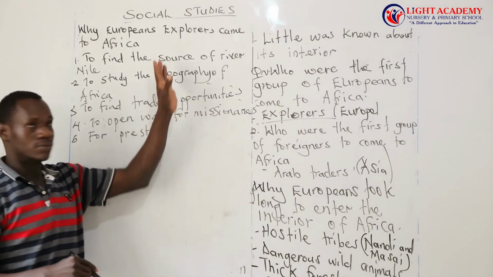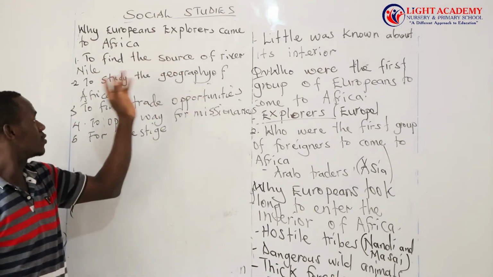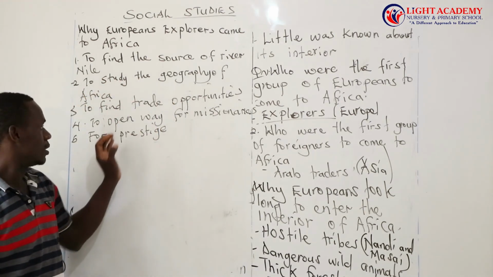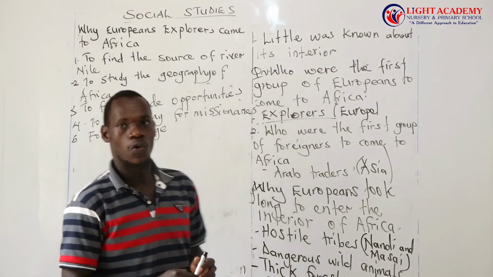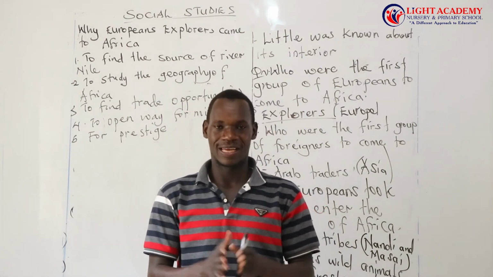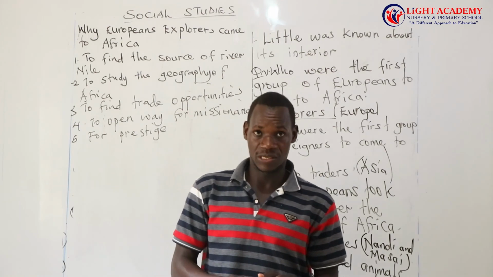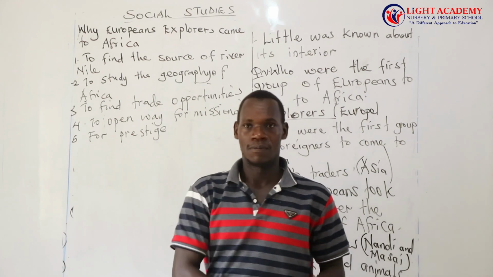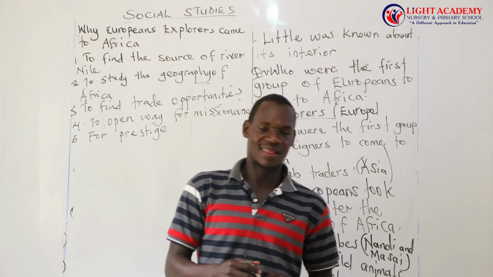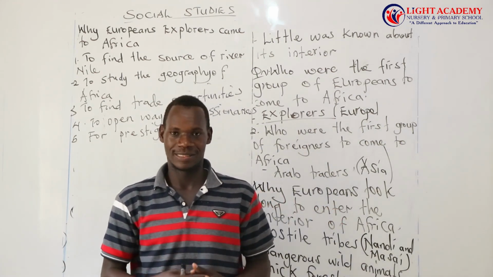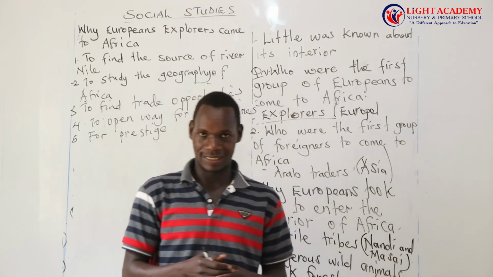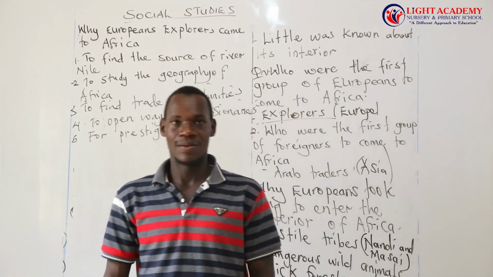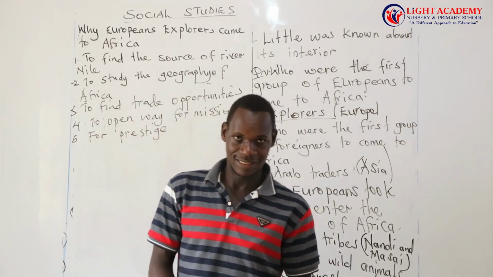They came because of these reasons: to find the source of River Nile, one of the features which attracted them; to study the geography of Africa; to find trade opportunities; to open the way for the missionaries. We know very well that explorers are the people who paved the way for the coming of the missionaries. And for prestige, others wanted to gain respect. The more times they came to Africa, the more respect they gained.